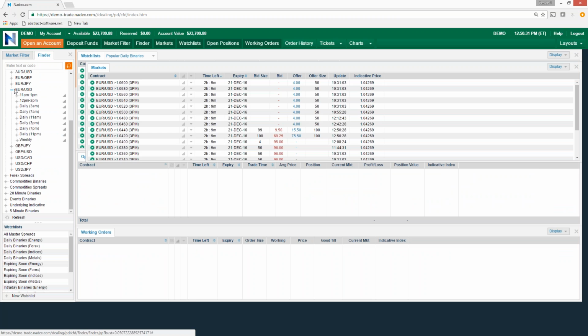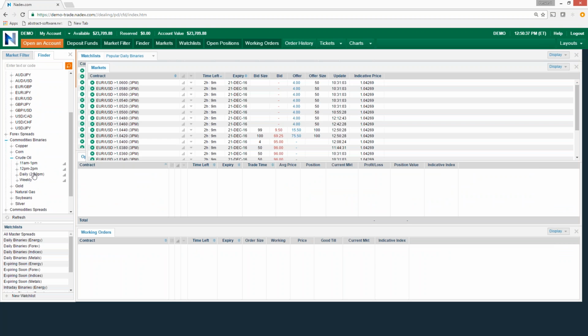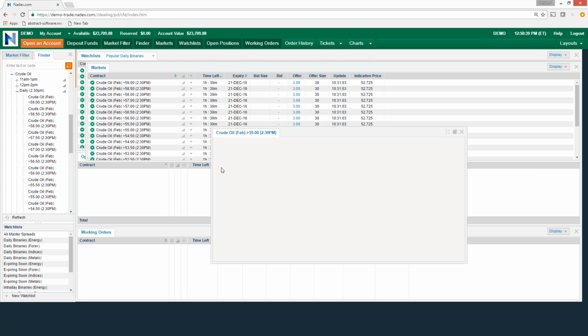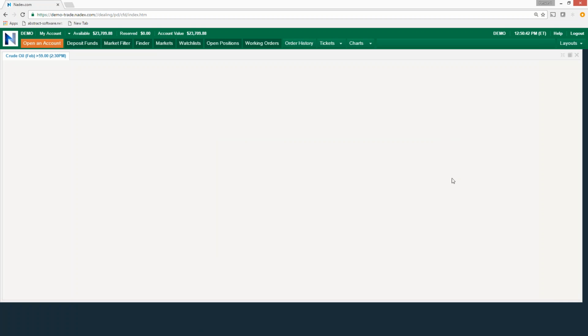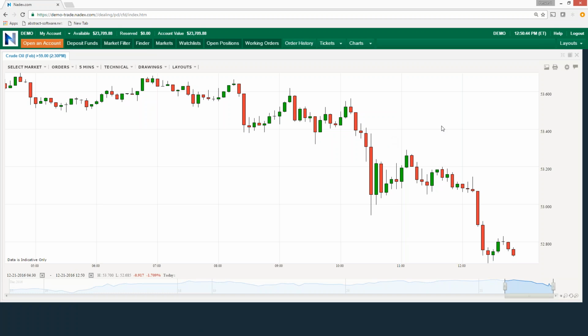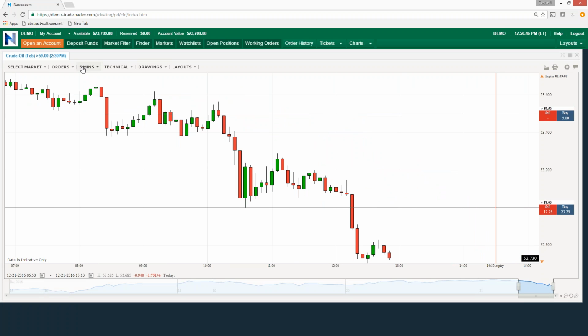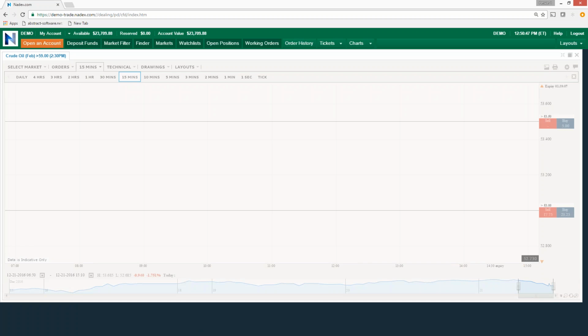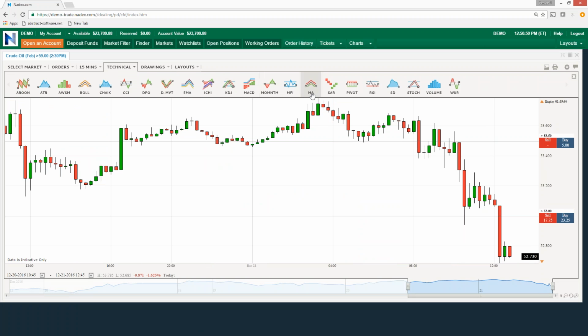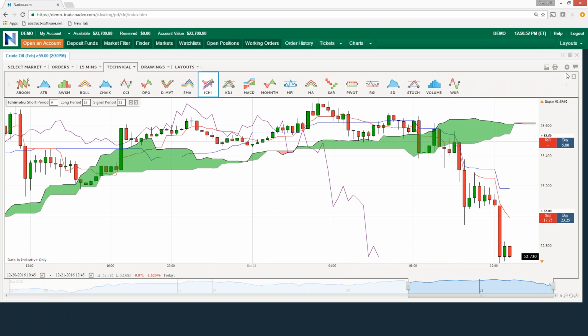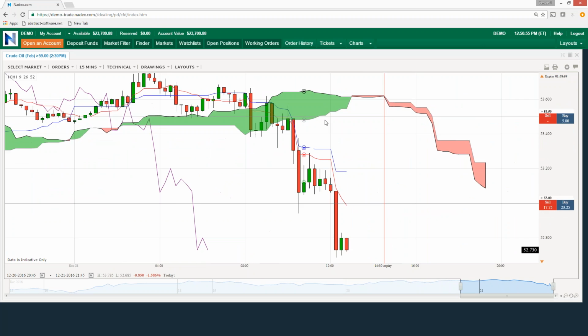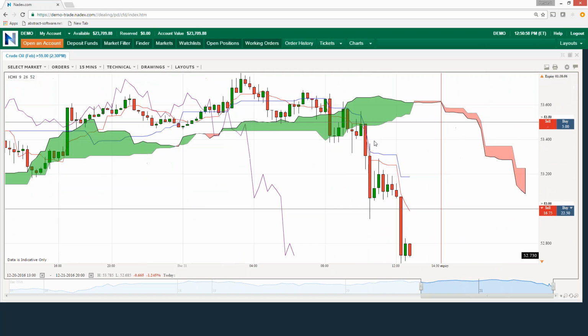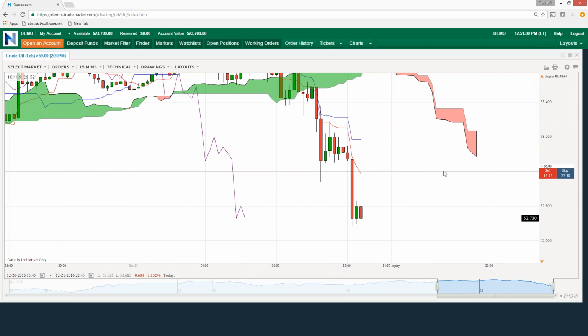Let's take a look here at another one. Let's see if there's anything good in commodities. Crude oil. This should be a nice one. It's been selling off nicely. Okay. So as you can see here, we're well below the cloud on the 15-minute bar here in crude.